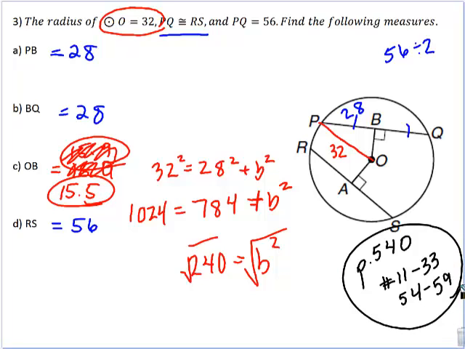So your assignment due on Tuesday is page 540, 11 through 33, 54 to 59.